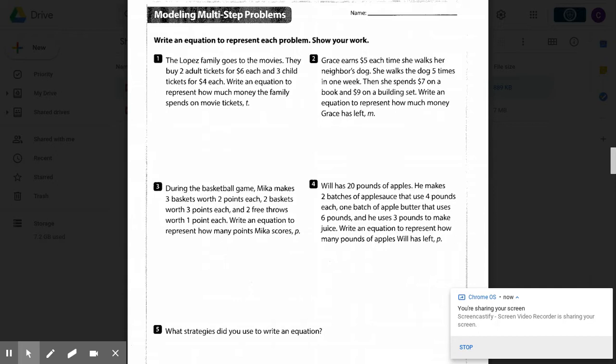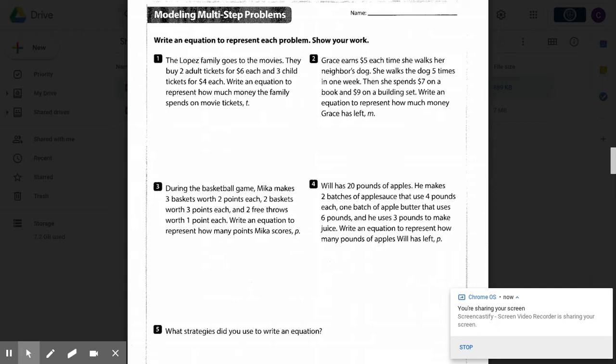So our directions for today are to write an equation to represent each problem and to show your work. We're going to do number 1 together, then you're going to finish the rest by yourself. Remember when you're reading through these to think about those keywords that mean addition, subtraction, multiplication, division. You might want to even write some over to the side to help you determine which operation you're going to have to use for these equations.